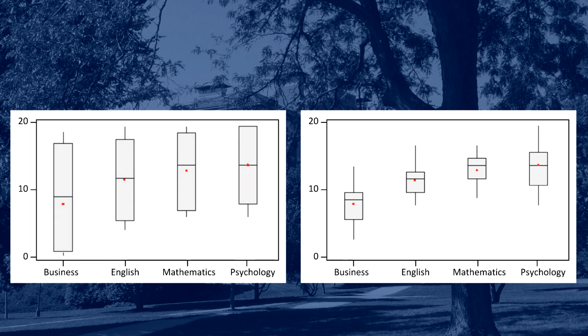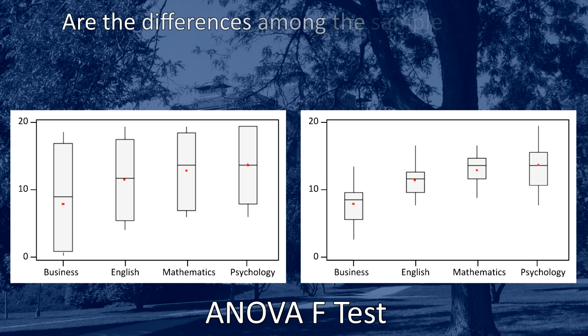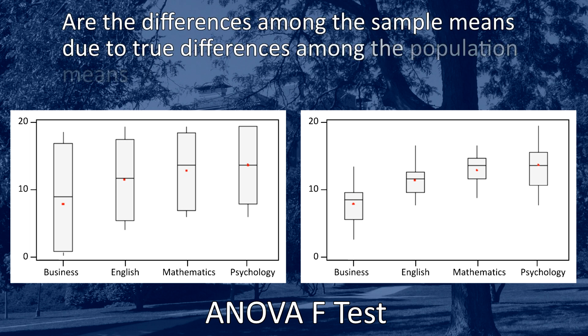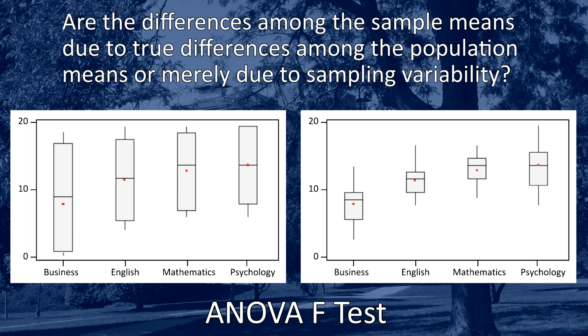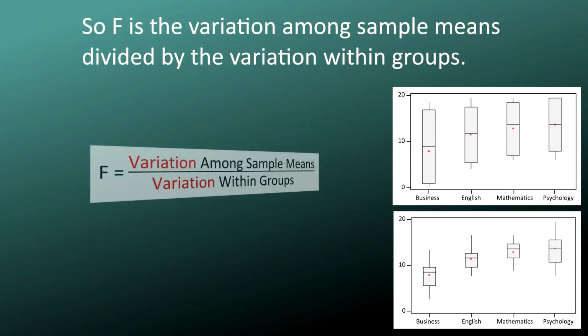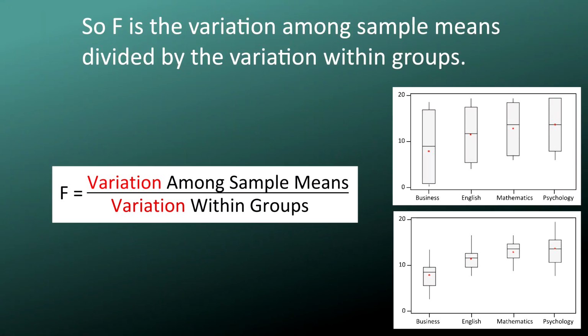The question we need to answer with the ANOVA F test is, are the differences among the sample means due to true differences among the population means, or merely due to sampling variability? In order to answer this question using our data, we obviously need to look at the variation among the sample means, but that's not enough. We also need to look at the variation among the sample means relative to the variation within the groups. So F is the variation among sample means divided by the variation within groups.